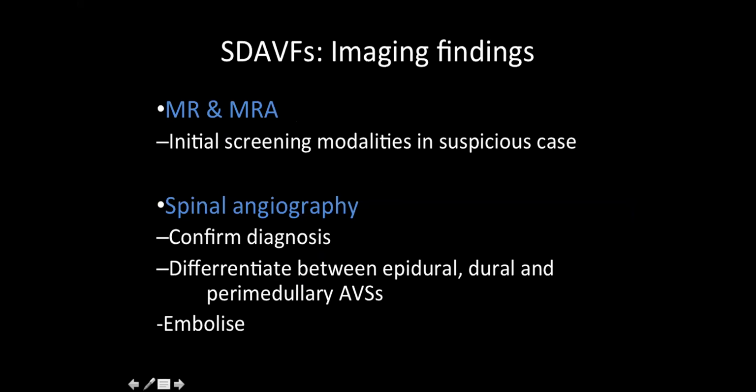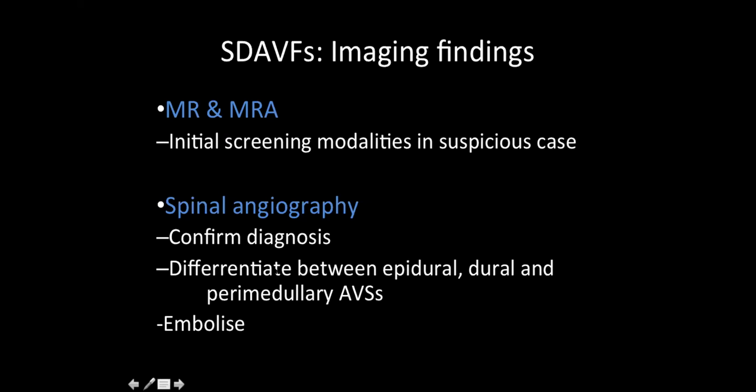So whenever we suspect a patient with spinal dural AVF, the first screening modality is MR or MR angiography. And spinal catheter angiography is typically done to confirm the diagnosis, as well as differentiate between the epidural, dural, and perimedullary arteriovenous shunts, because the clinical features and even the MR features of all these shunts are the same. And even after we do an MR or MR angiogram, many a time we are left with no clue where the exact level of the fistula is.